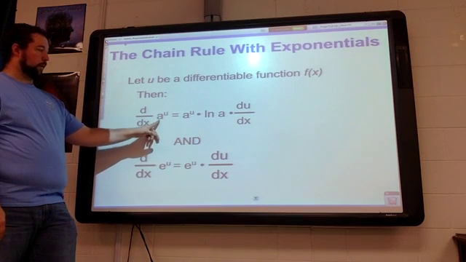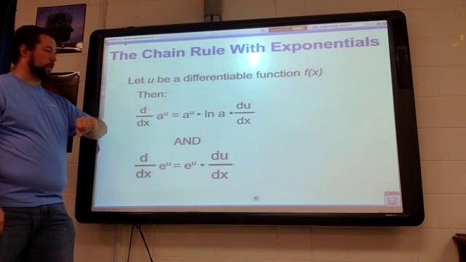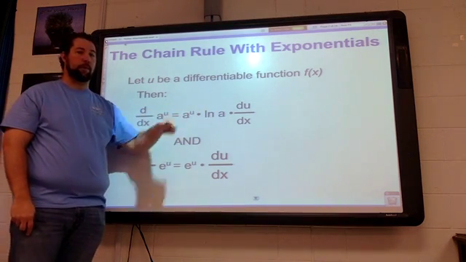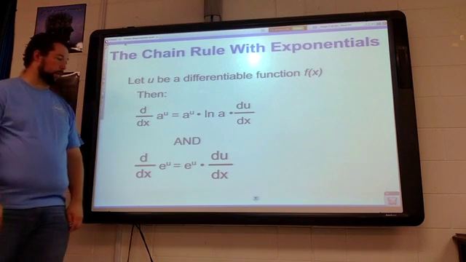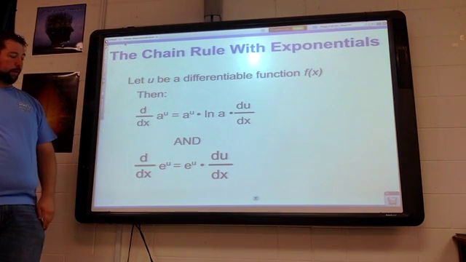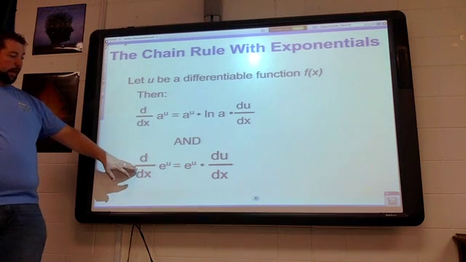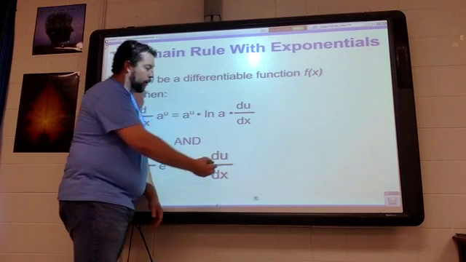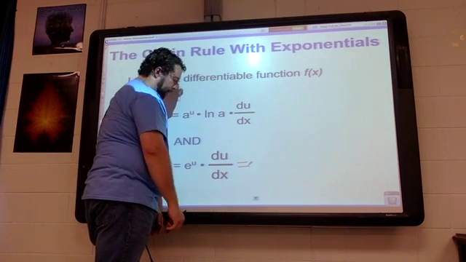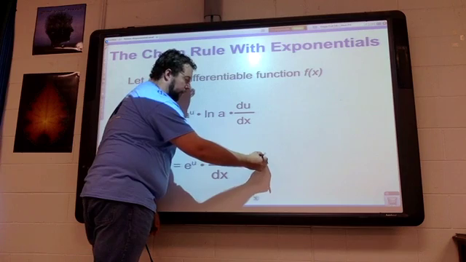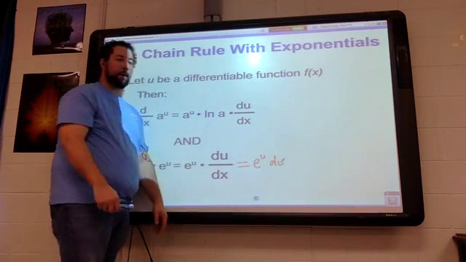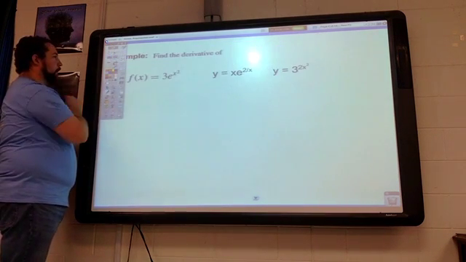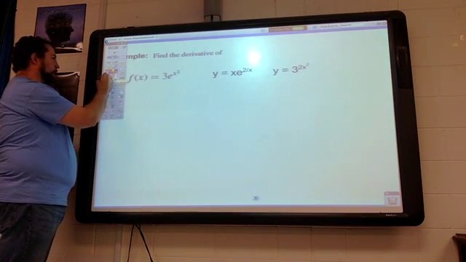Just remember, for exponentials, you rewrite the exponential using the natural log of the base, and then with the chain rule, you can also find the derivative of the exponent. When we do that with e to the u, that special e, the derivative of e to the u is e to the u times du dx. To help you remember it, the derivative of e to the u is e to the u du. Should be easy to memorize. Let's look at a couple problems that use that.